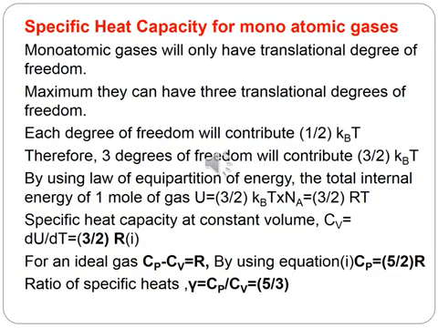What should be the ratio of molar specific heat at constant pressure and molar specific heat at constant volume, which is gamma? Gamma is equal to Cp by Cv, which is equal to 5 by 2 R divided by 3 by 2 R. Here 2 and R cancel, and we get gamma is equal to 5 by 3, where gamma is the constant, the ratio of Cp to Cv.